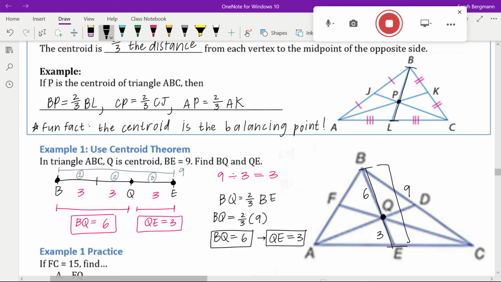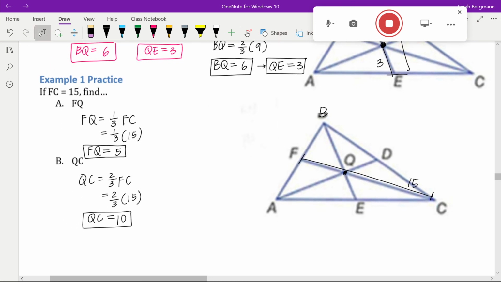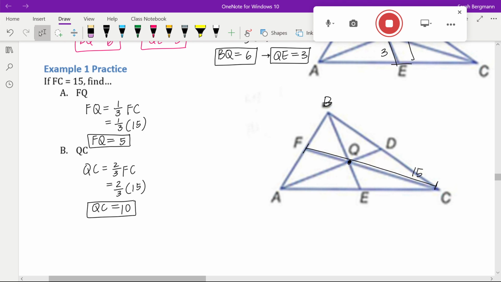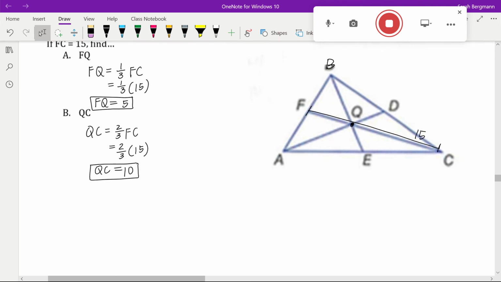So either way, if you'd like to use the equation, or if you'd like to use a drawing and split it into 3 parts, either way works. Pause the video and try the practice problem below. Here are the correct answers. Again, you could have used a diagram too, that's fine.